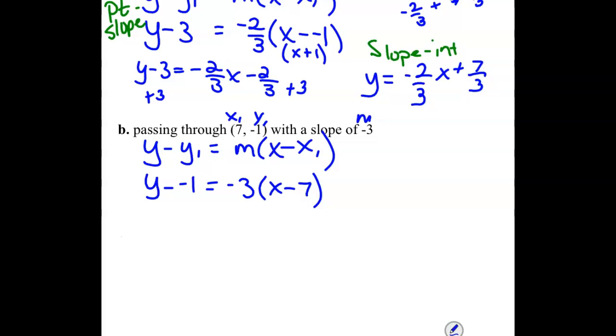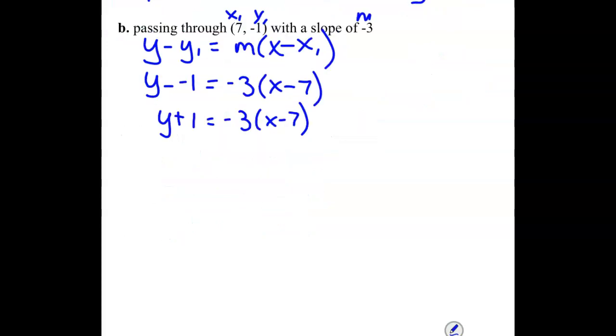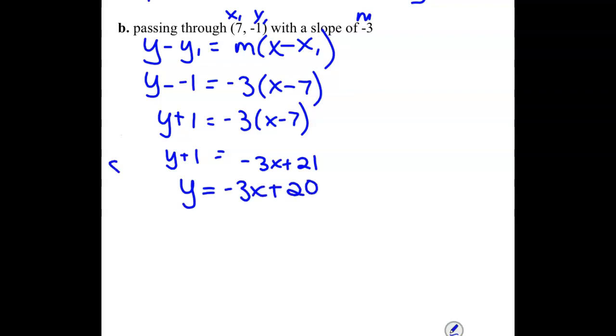Again, subtracting a negative, we could do this. Okay? Clean it up a little bit, but that still would be in point slope form. If we distribute our slope, we get negative 3x plus 21. Subtracting 1, you get y equals negative 3x plus 20. This again is slope intercept. This was point slope. Okay? Make sure you know the difference between those two.